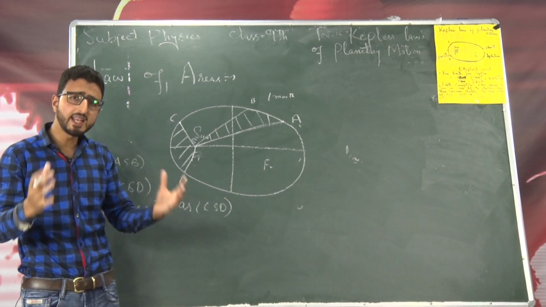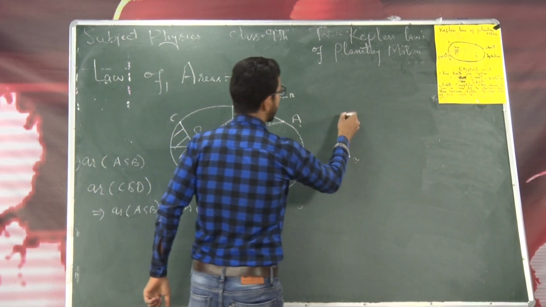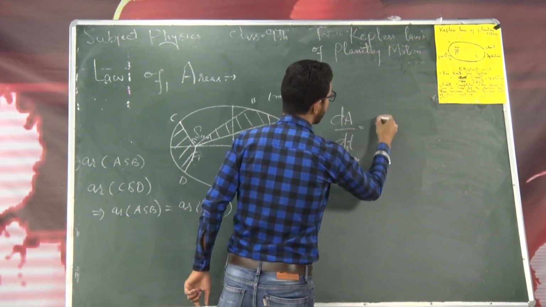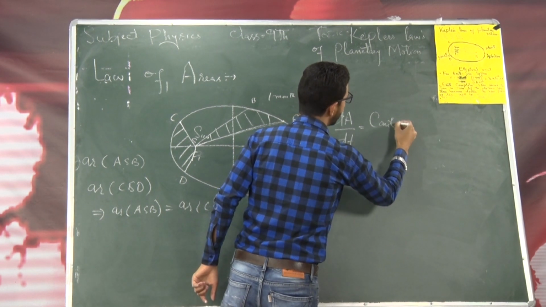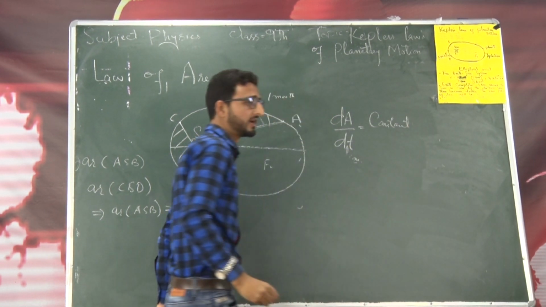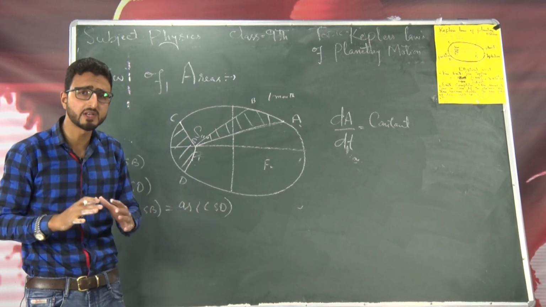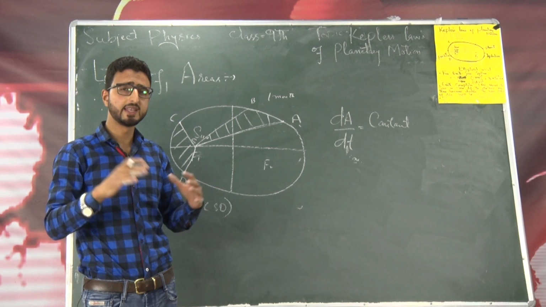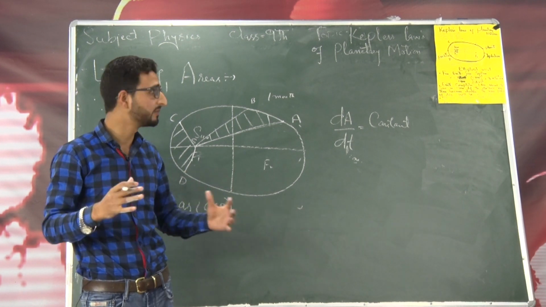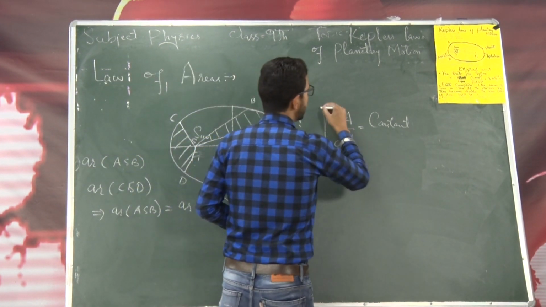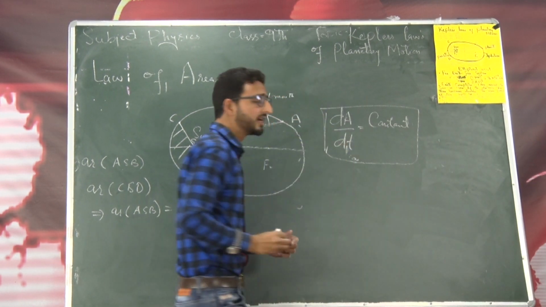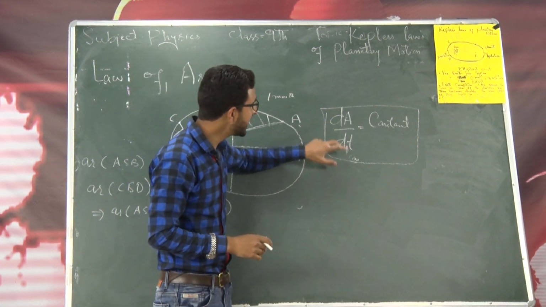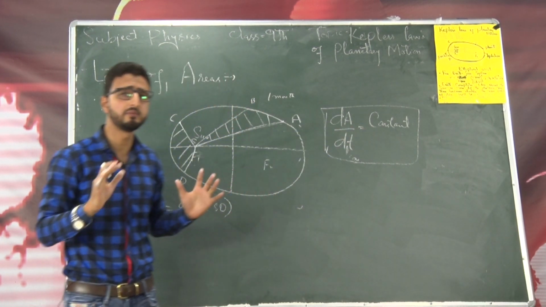That is the areal velocity of the planet, let me write it here, dA by dt. This areal velocity of the planet around the sun always remains constant, and it follows from the law of conservation of angular momentum, which we discuss in 11th class. In 9th class, angular momentum is not in the syllabus. Basically this law, Kepler's second law or law of areas, follows from the law of conservation of angular momentum. That is, the areal velocity of the planet around the sun remains constant.